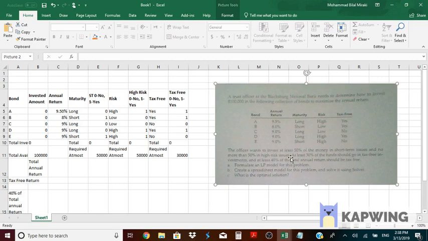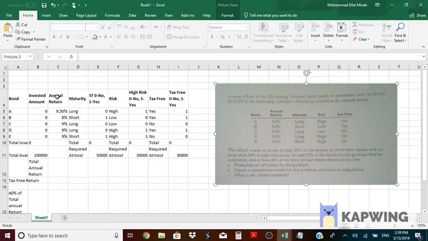And the officer has some constraints, some conditions. The officer wants to invest at least 50% of the money in short-term issues and no more than 50% in high-risk issues, and at least 30% of the funds should go on tax-free investments, and at least 40% of the total annual return should be tax-free. So from this, we're going to formulate the linear programming model, and then I'm going to show you how to use the software in order to solve this problem.